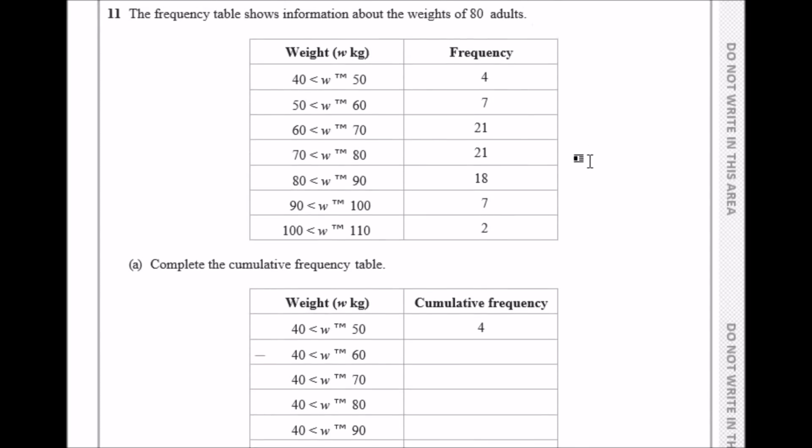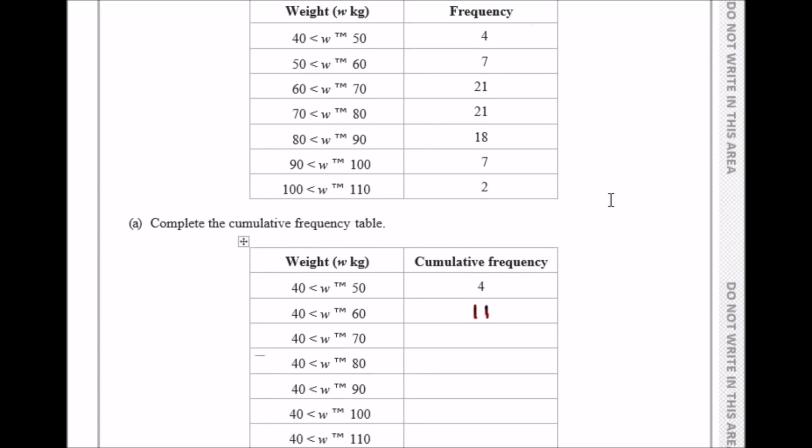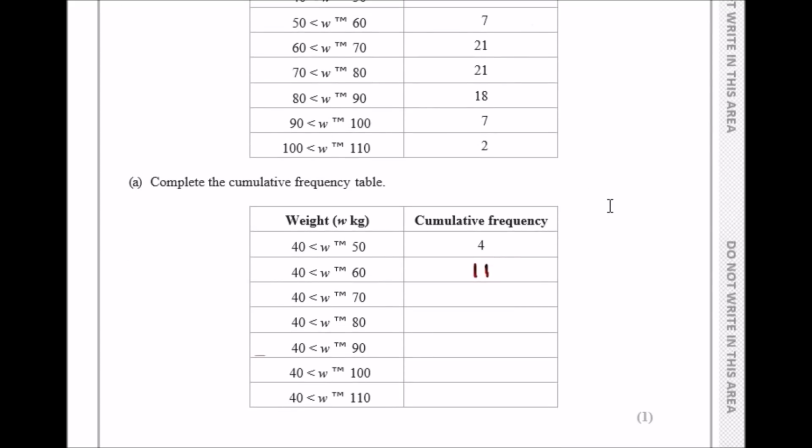All cumulative means is that we're pretty much adding as we go. So we take into account everybody from 40 to 50 and everybody from 40 to 60. Notice that the width has gone wider because we're accumulating these two groups, 4 and 7. So 4 add 7 gives us 11 here. The next one would be 40 to 70, so we're adding all three groups. The quickest way is to just add as you go.